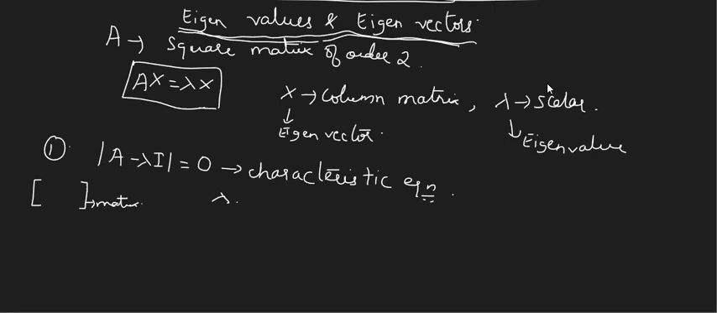If you have lambda square, how many values of lambda will you get? For a quadratic equation ax square plus bx plus c, how many roots are there? Two. So similarly here, you will get two values. We will call them lambda 1 and lambda 2, provided it is of order 2. Similarly, if it is of order 3, how many values of lambda will you get? Three. So it depends on the order of the given matrix. This is the first thing.